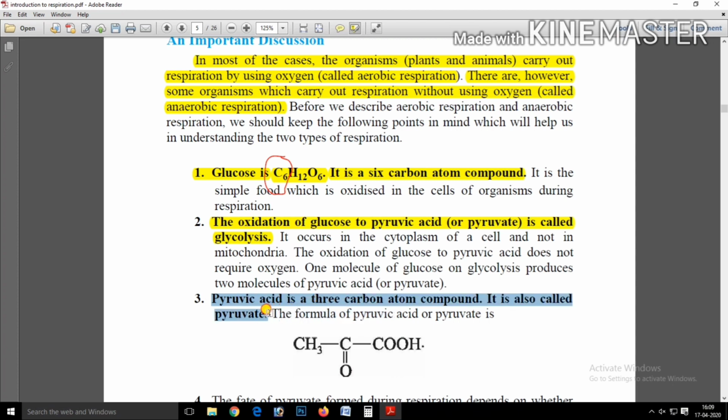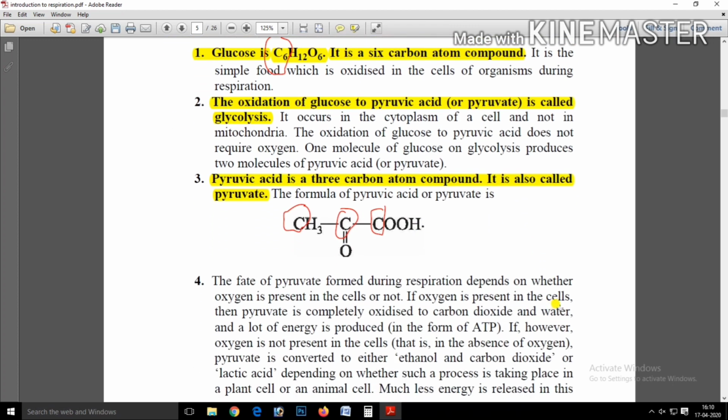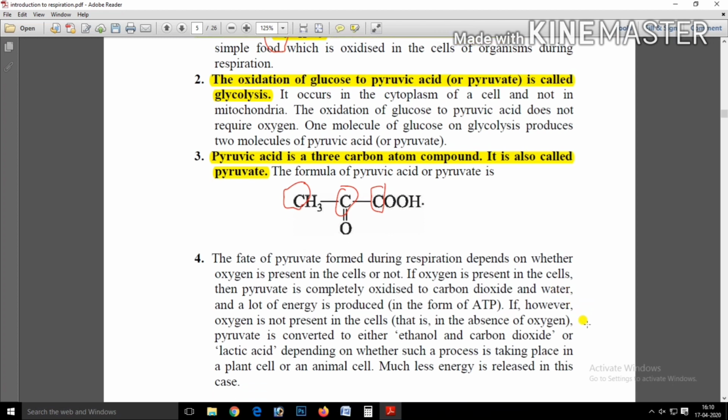Now, one single glucose molecule has 6 carbon compounds, and to make the respiration process easier, glucose is divided into 2 pyruvate molecules having 3 carbon compounds each. 3 plus 3 is equal to 6. In the next step, the fate of pyruvate depends upon the presence of oxygen.